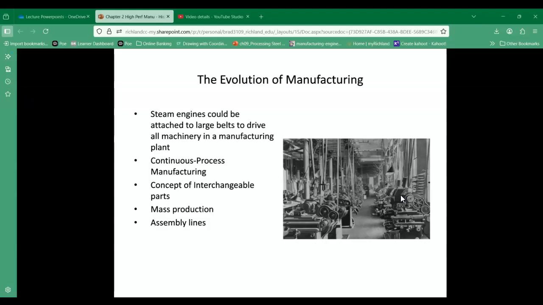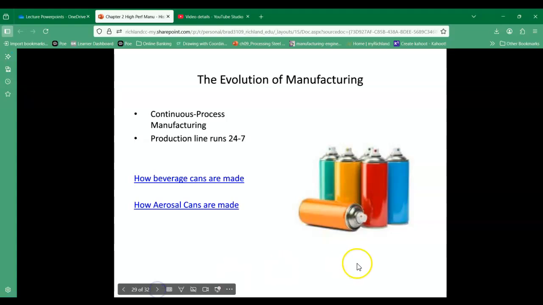And there are some great examples of these items out there on YouTube. You can see some examples of the old manufacturing plants that would use this type of drive belt system. But we're also going to talk in this lecture about continuous process manufacturing, the concept of interchangeable parts, mass production, and assembly lines to finish up this lecture.